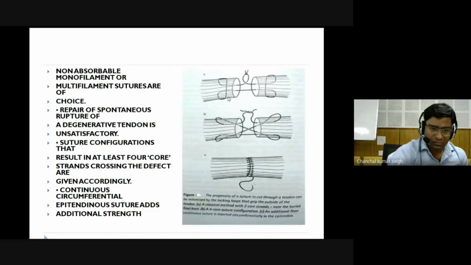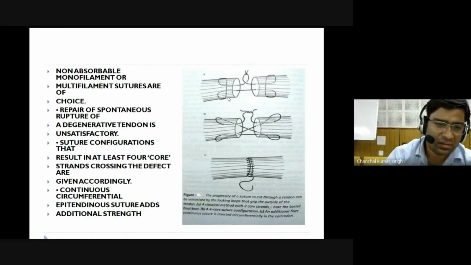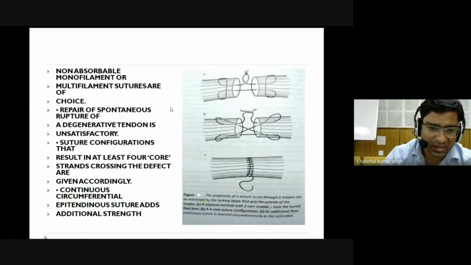So if there is a spontaneous rupture, degenerative tendon, I told you already the pathology, repair might not be enough because the substance is weak. There is metabolic alteration. So you might need to substantiate your repair and use an augmentary tendon. You need to augment your repair in that case.